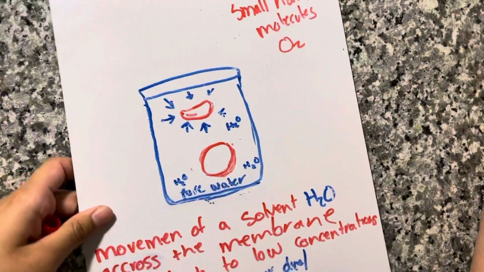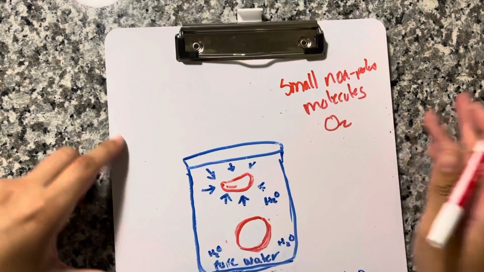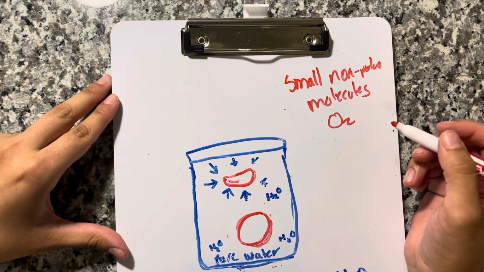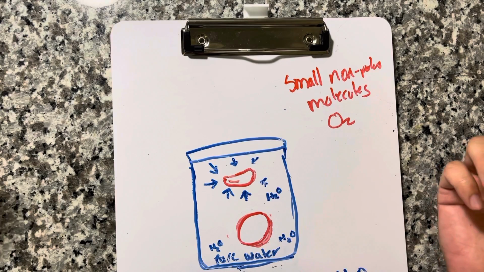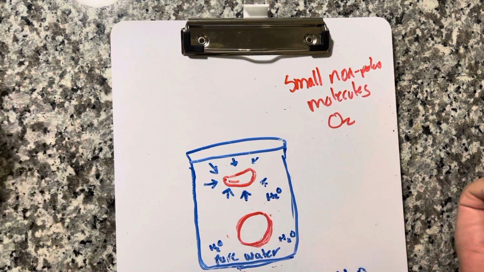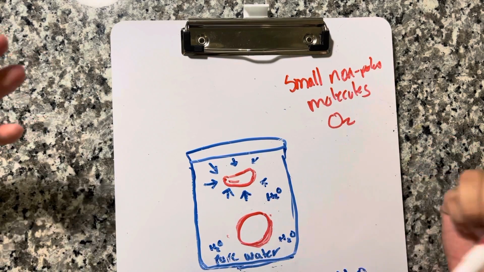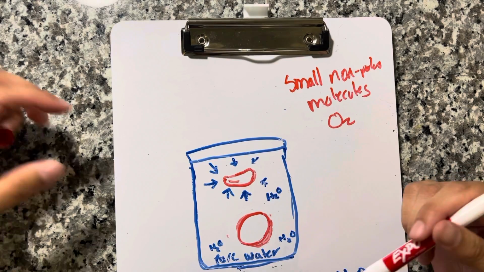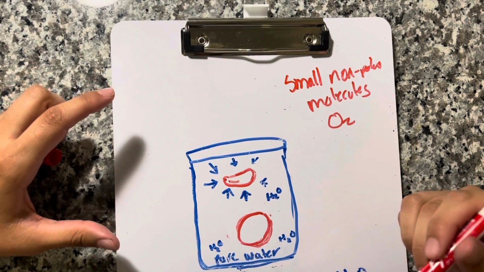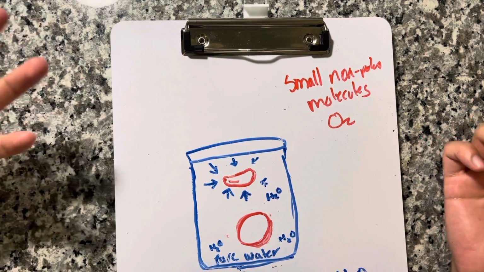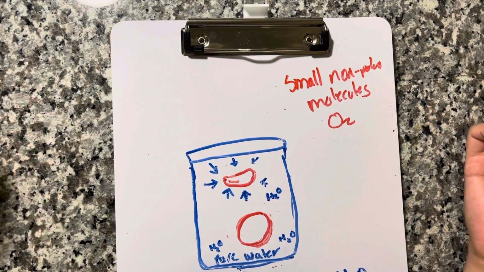So moving on to osmosis. So osmosis is defined as the movement of a solvent, which would be water, across the membrane from a high to low concentration of solute. And the solute is just anything we dissolve in water. It could be salt, sugar, a dye.